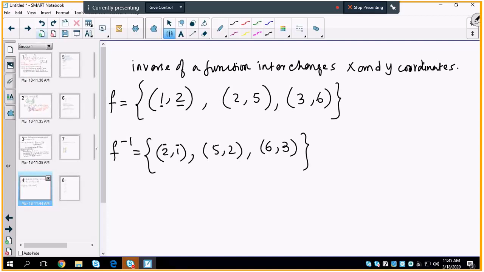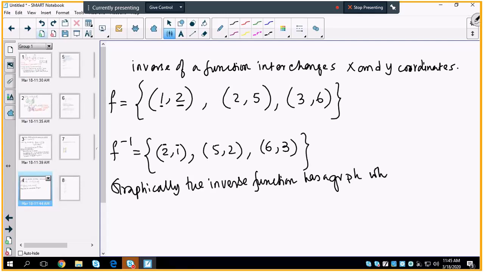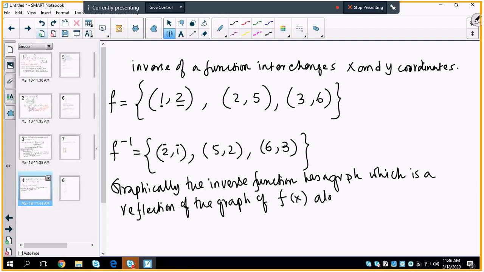So graphically speaking, the inverse function has a graph which is a reflection of the graph of f(x) along the y equal to x line.